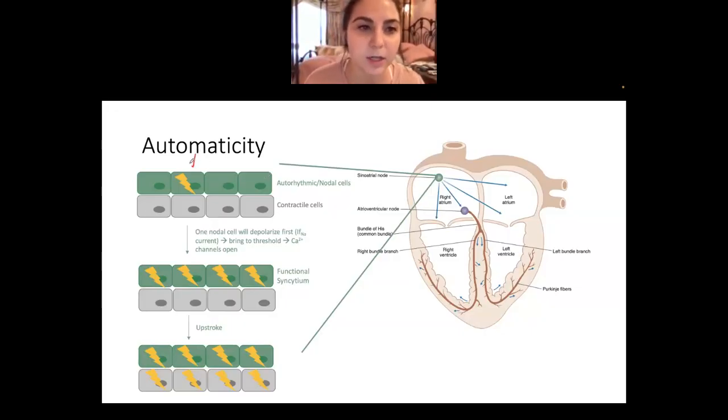So let's say this cell is going to spontaneously depolarize again because of that funny current. It spontaneously depolarizes, and that brings it up to the threshold. Once the threshold hits, calcium channels open. When calcium channels open, you get what's known as the functional syncytium, because we don't want the heart beating at random times. We don't want each cell beating at a different time. So all of the nodal cells are going to depolarize at once. And then this is what's responsible for the true upstroke, the sodium channels opening and contracting the actual heart. So once one cell depolarizes, all the nodal cells depolarize. That's your functional syncytium.